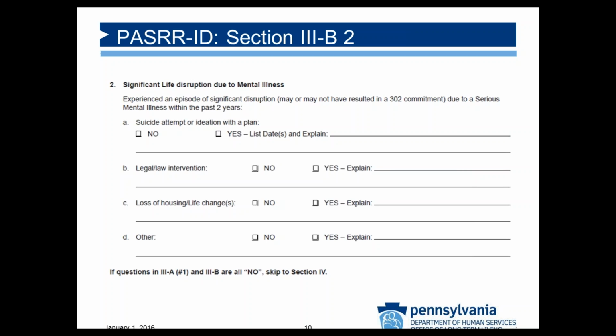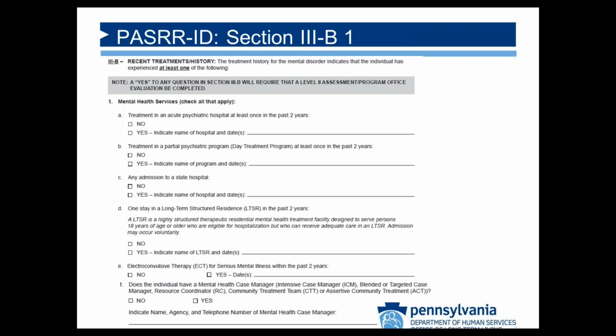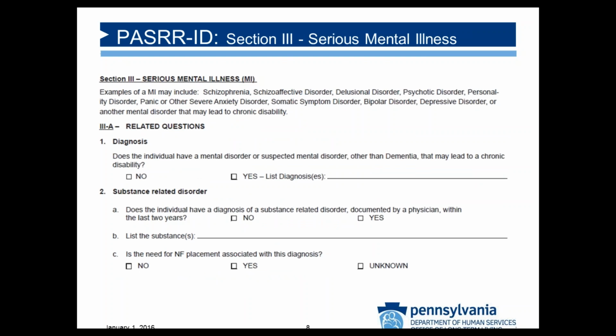So the reason to do a level 2 assessment, let me just go back: you must have a major mental illness. So 3A1 would be marked yes. That by itself would meet the criteria to have a level 2 assessment done.